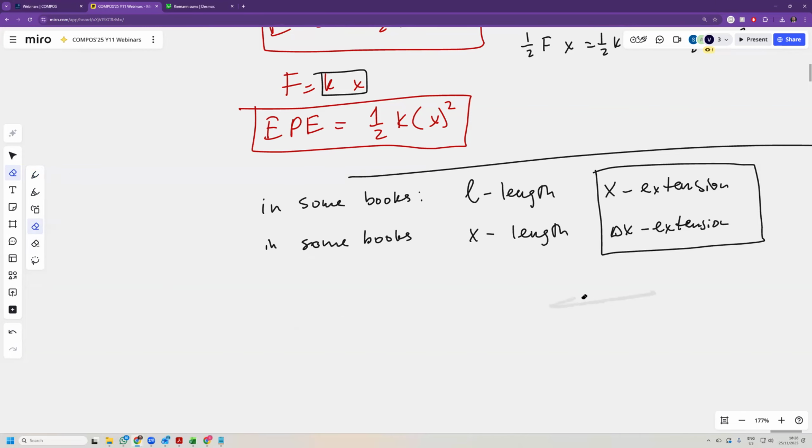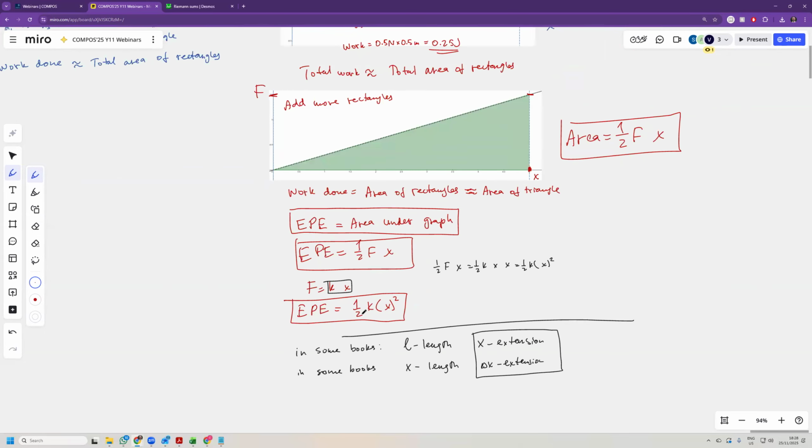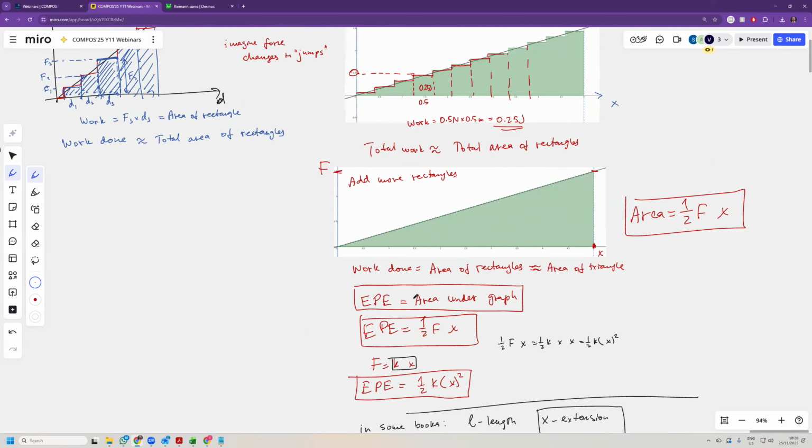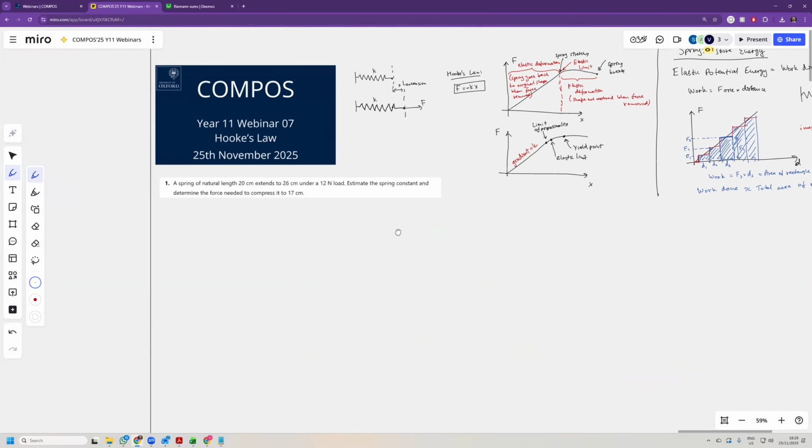Right. So basically, it's the same thing. So let's stick with x. So I won't make it more confusing than it should. All right. So x is extension. Lovely.